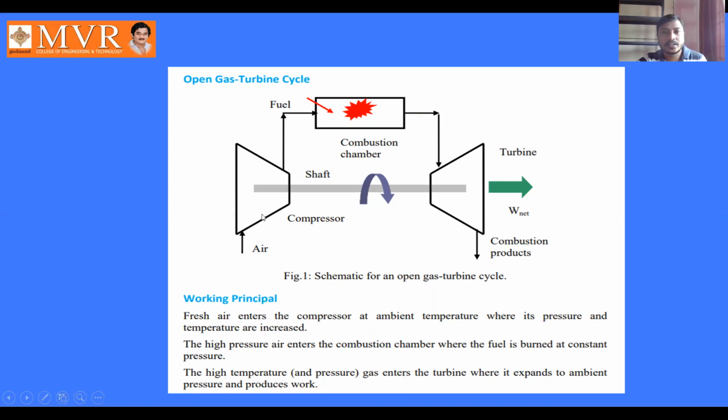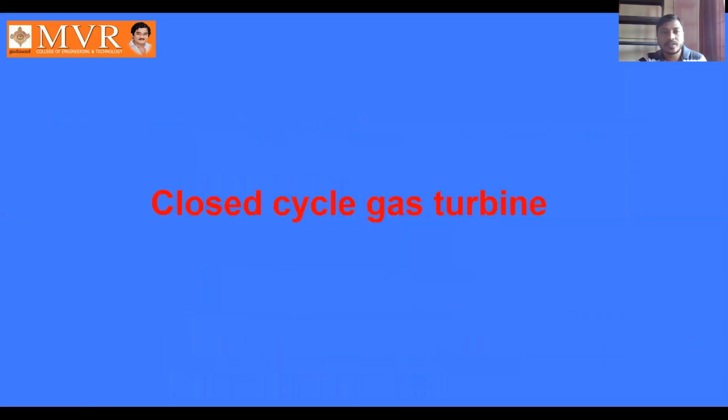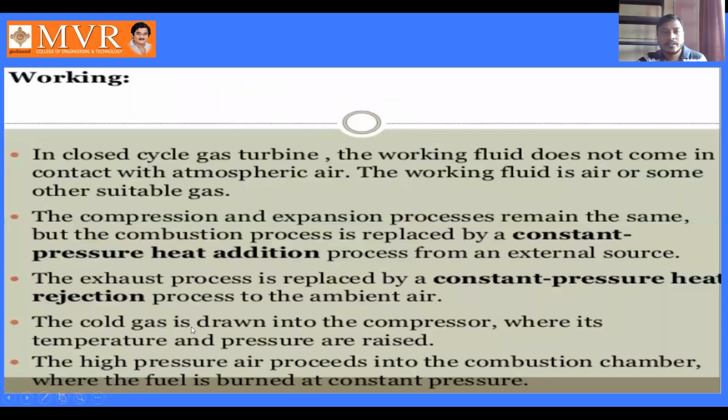The air which we are taking here is getting from the atmosphere. Coming to the closed cycle gas turbine, the working fluid does not come in contact with the atmospheric air. The working fluid is air or some other suitable gas. We can use the working fluid as air or some other gas.